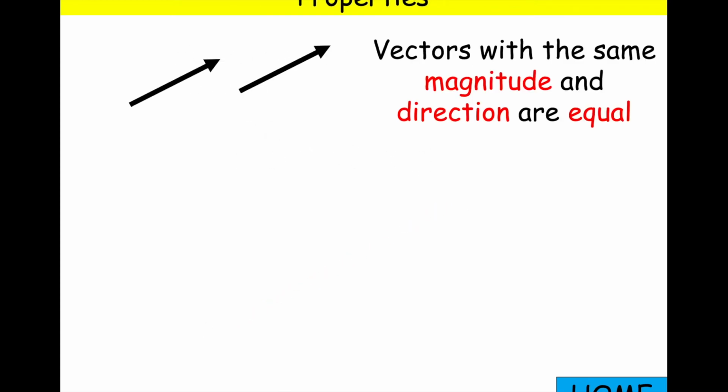Right, let's take a look at some properties. Vectors with the same magnitude and direction are equal. Take a look at these two arrows. They're both going in the same direction and they both have equal length, so they are considered equal vectors.